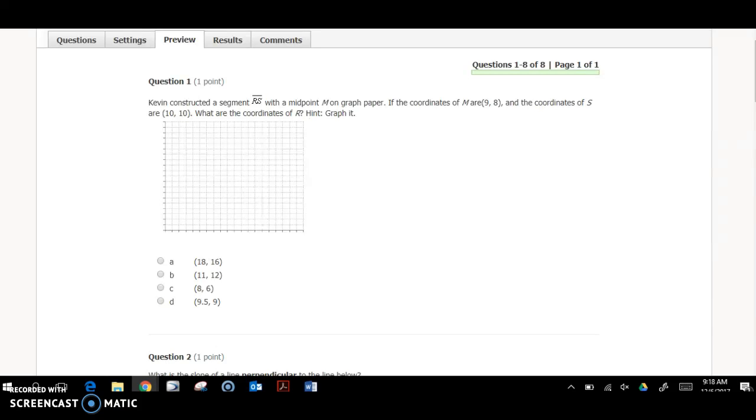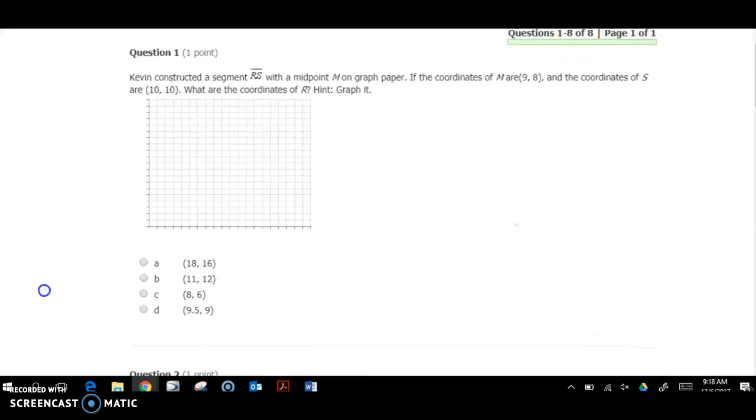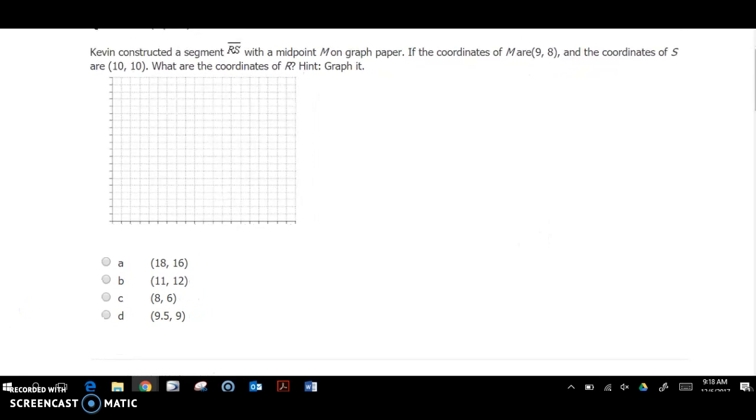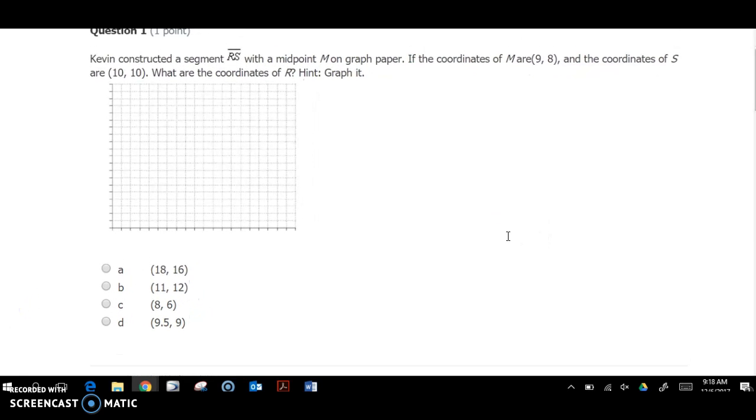Alright, it says Kevin constructed a segment RS with a midpoint M on graph paper. If the coordinates of M are 9 and 8, and the coordinates of S are 10 and 10, what are the coordinates of R? Graph it. Okay, so what we want to do first is we need to sketch what you got going on.